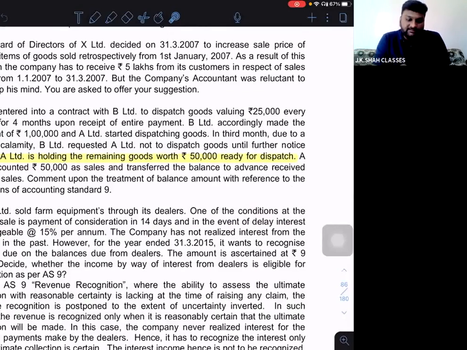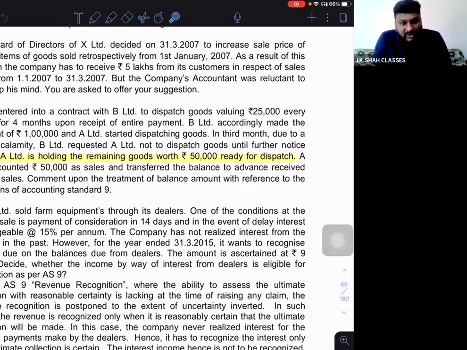Question number 4. Audit says, the board of directors of X Limited decided on 31st March 2007 to increase the sale price of certain items of goods sold retrospectively from 1st January 2007. As a result of this decision, the company has to receive 5 lakh rupees from its customers in respect of sales made from 1st January 2007 to 31st March 2007. But the company's accountant was reluctant to make up his mind. So you are asked to offer your suggestion.